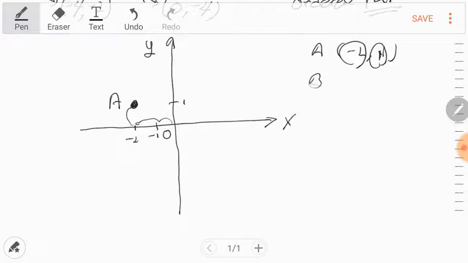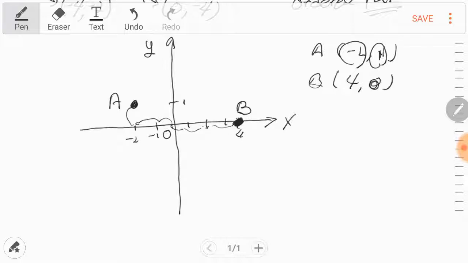Okay, how about point B? For point B, the ordered pair is (4, 0). The x value is 4, so move 1, 2, 3, 4 units to the right from the origin. And then the y value is 0. That means there's no vertical movement. So this point is the location of the point B.